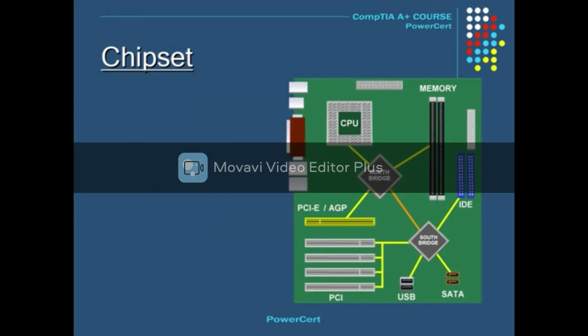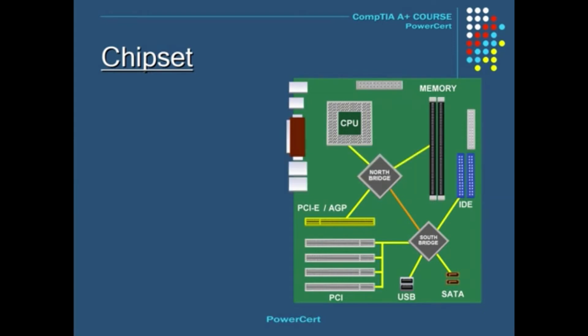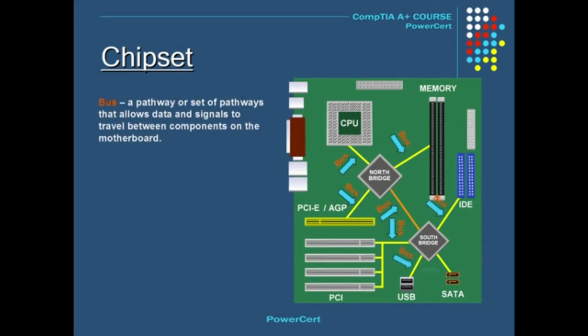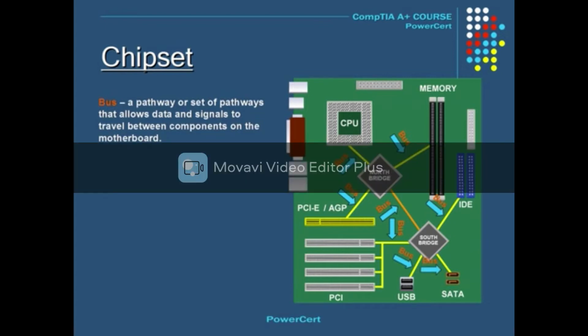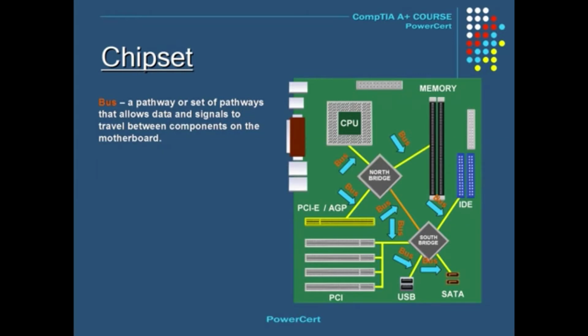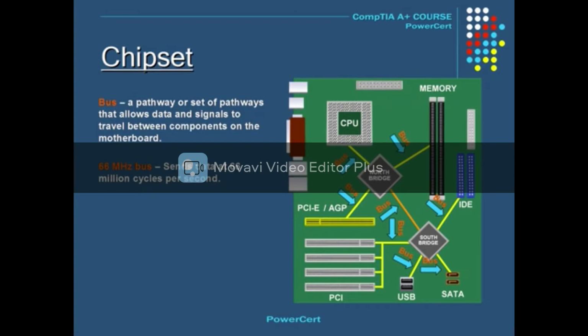Now both the North and South Bridge make these connections to various parts of the motherboard using pathways called a bus. And a bus is simply a set of pathways that allows data and signals to travel between components on the motherboard. The motherboard contains several kinds of buses that vary in speed and bandwidth. So for example, if a bus speed is said to operate at 66 megahertz, then that means that particular bus can send data at 66 million cycles per second. The higher the bus speed, the faster the computer can send data, which improves the performance of the computer.